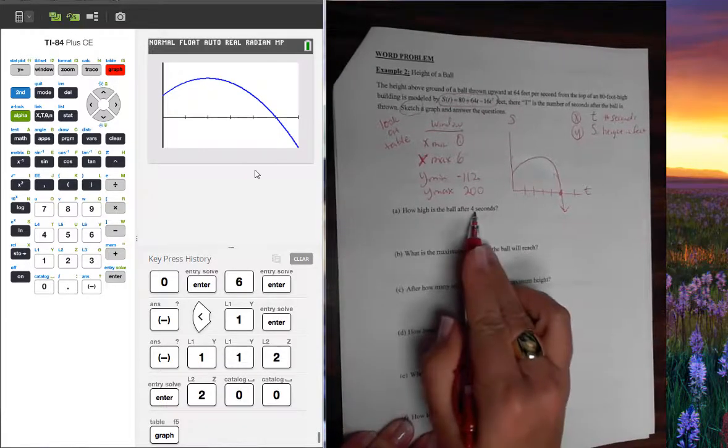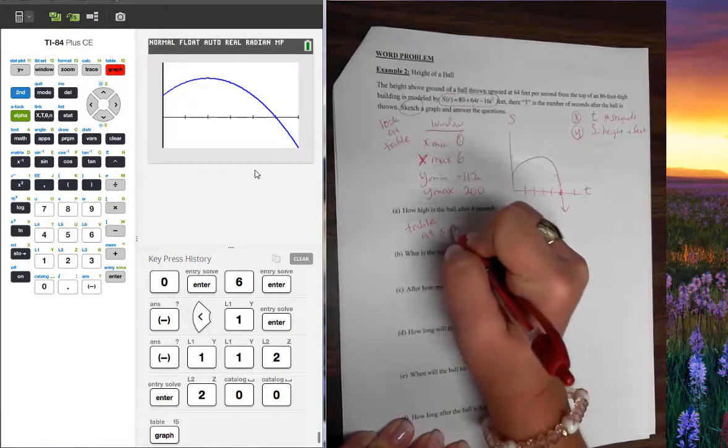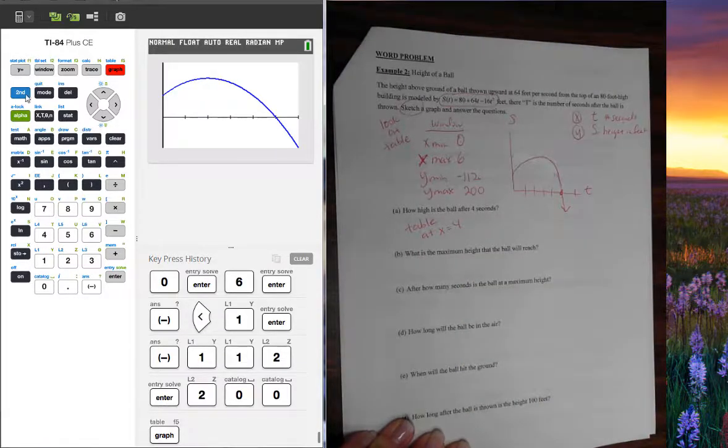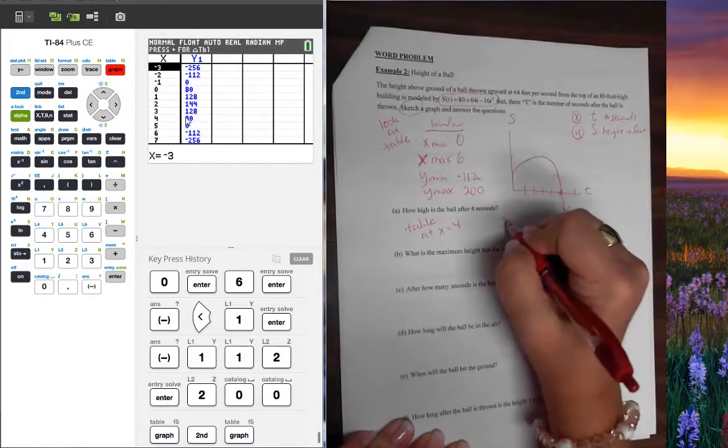All right, so how high is the ball after 4 seconds? Look in your table for that at x equals 4. 80. 80 feet.